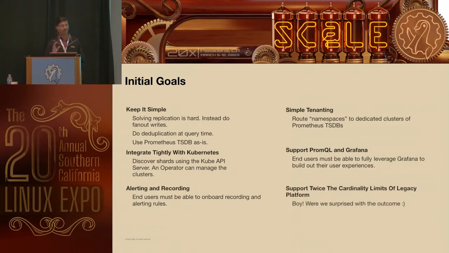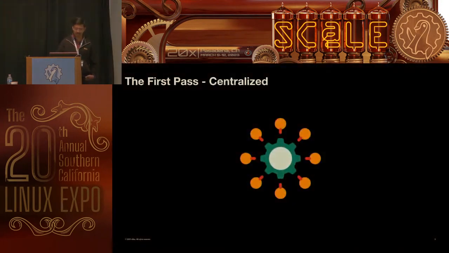And finally, the original goal was to support twice the cardinality limits of the legacy platform. If my memory serves me correctly, it was around 200 million active time series at that point. So our goal was only to get to maybe 400 million. And we were surprised with the outcome after this entire exercise.